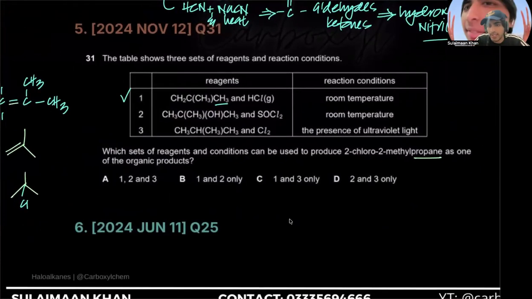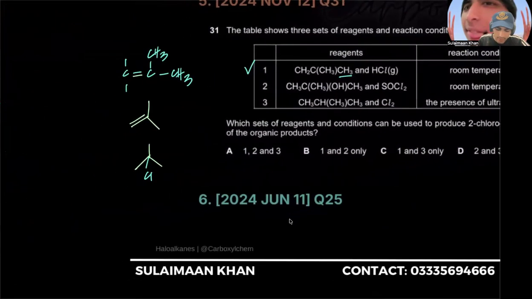So the first option is absolutely correct. This will in fact result in 2-chloro-2-methyl propane. It can also end up in 1-chloro-2-methyl propane, but that'll obviously be the minor product. That's the major product, right?